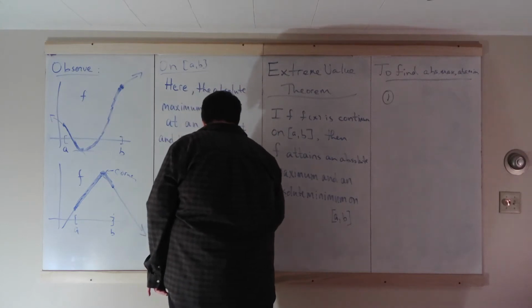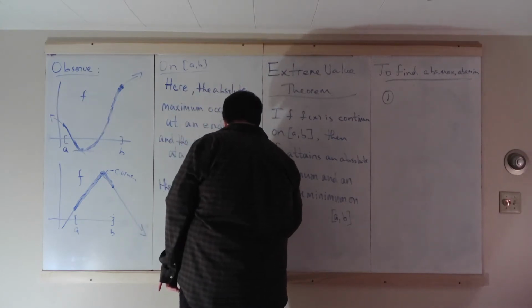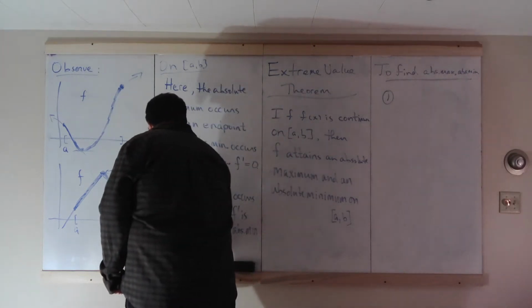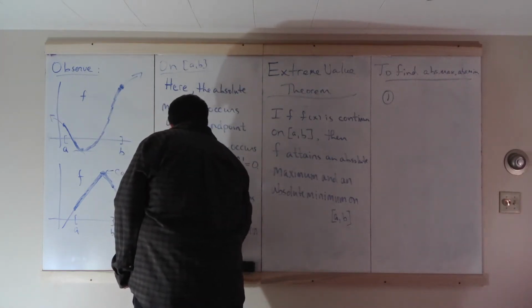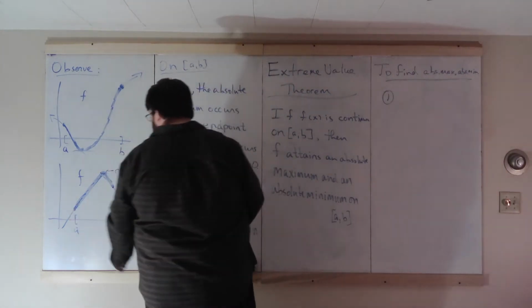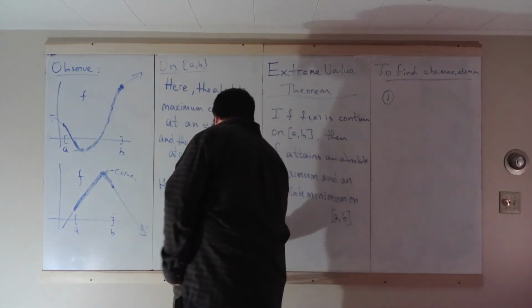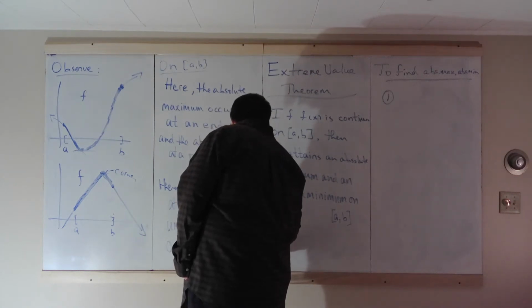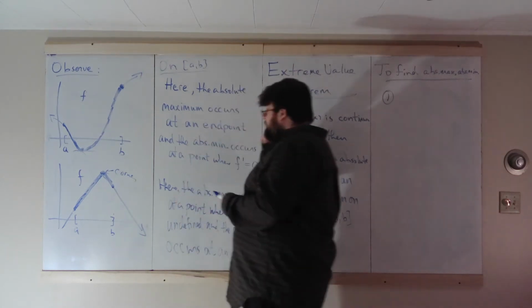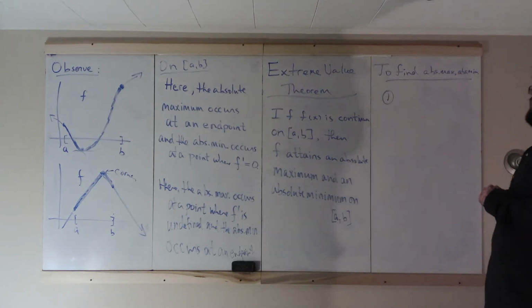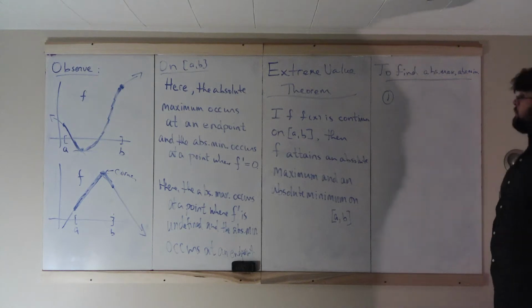And the absolute minimum occurs at, where's the minimum on a to b? Well, the lowest it gets is over there at an endpoint. Those are important observations, and we're going to see why they're important when I fill in this fourth board.